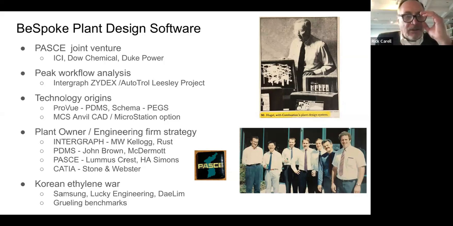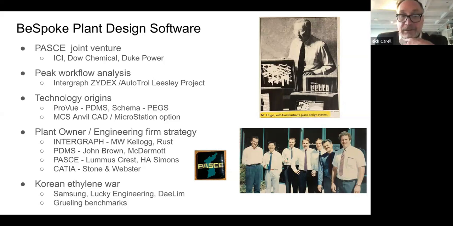So PDMS, they worked with John Brown and McDermott. Pace, we had Lummus Crest in Houston. We had H.A. Simons in the pulp and paper industry up in the Vancouver area. And then Stone & Webster was the big CATIA reference site for IBM.